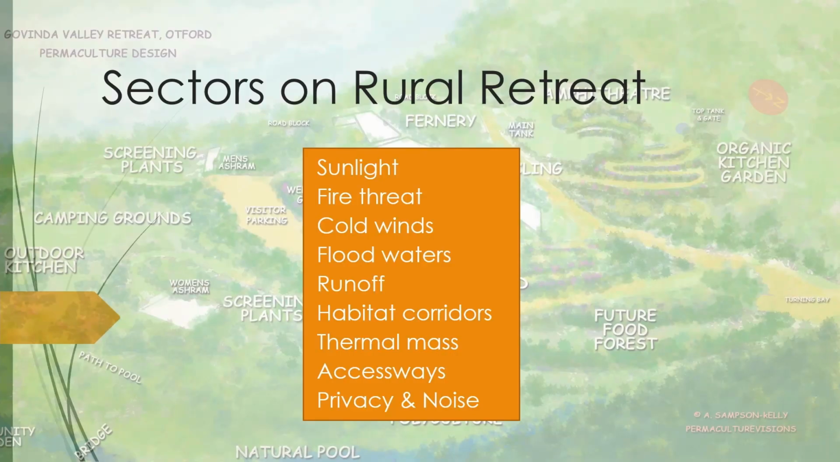You can do sector analysis even on a larger property, but if that property had several mountains in it, so if you were doing a council region, then it will be more generalized and it won't take into consideration microclimates. On the rural retreat, I looked at sunlight, fire threats, cold winds, flood waters, not such a big issue with a mountainous area, but stormwater runoff might be. And there were big habitat corridors. There was quite a bit of thermal mass from the rocky hills behind the retreat, and the access ways, security, privacy and noise were also sectors to consider.